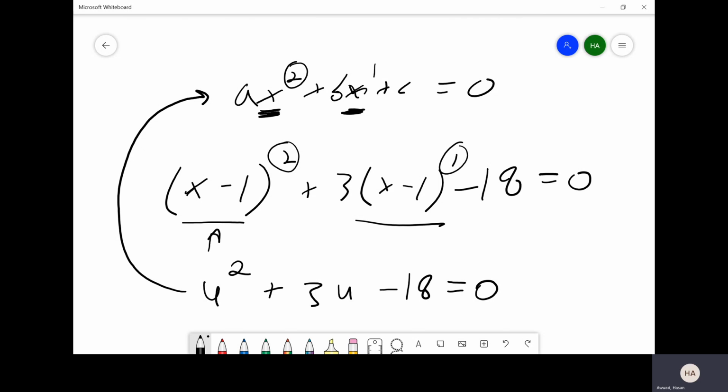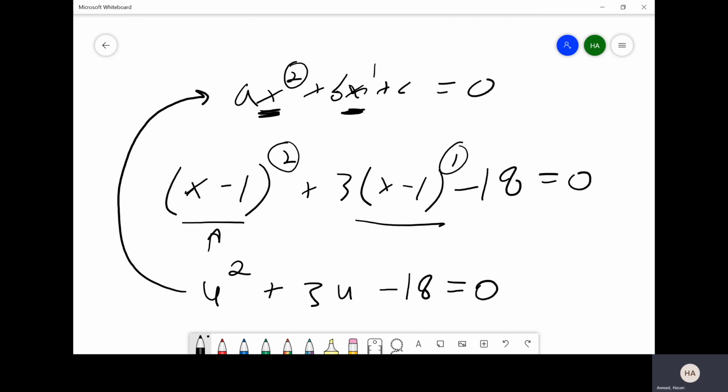It's a u instead of an x, but that doesn't matter, right? It looks like a quadratic now. Our highest power is 2. We have some variable to the second power plus a coefficient, 3, times our same variable to the first power, and then a constant. This is a quadratic now in standard form. So we can go ahead and do our normal quadratic things, but we're just considering u.